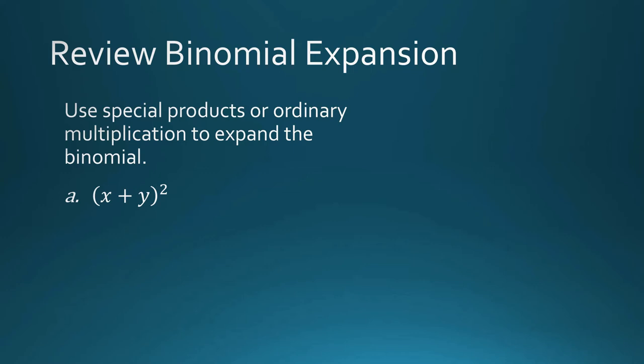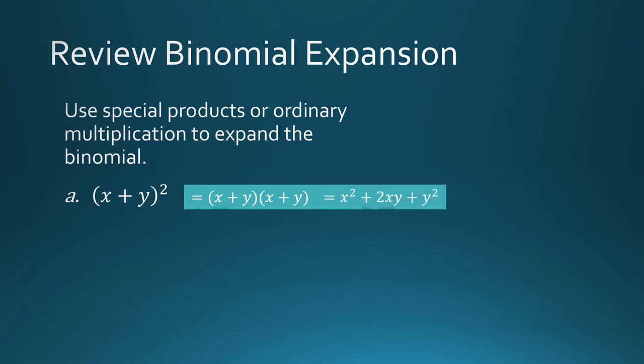Let us get the special product of the square of x plus y, just in case you cannot recall the special product for this. Well, what you can do is just multiply x plus y times x plus y. Multiply it term by term, combine similar terms, and it is equal to x squared plus 2xy plus y squared.